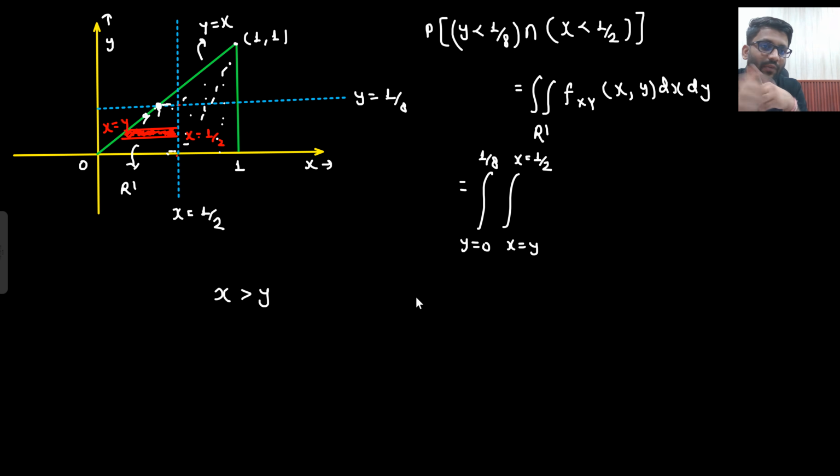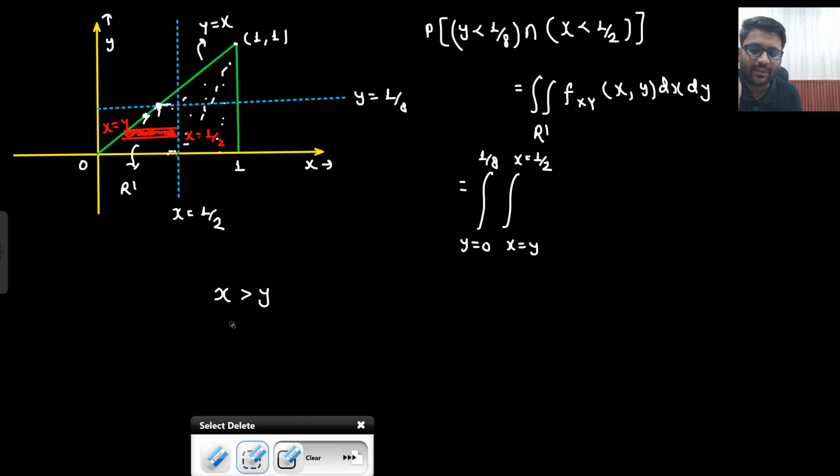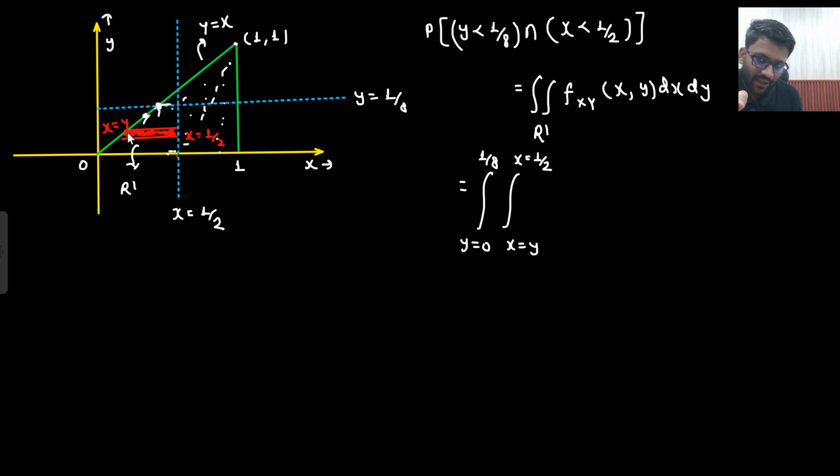X is going from y to 1 by 2. So basically this will be the lower limit only, no? Here the value of x will be lower and here the value of x will be larger. Forget about this particular thing. In this strip if you are moving, here the value of x is low, that would be somewhere at this point, and here the value of x will be 1 by 2. So always you will go from lower limit to higher limit, y to 1 by 2, right?